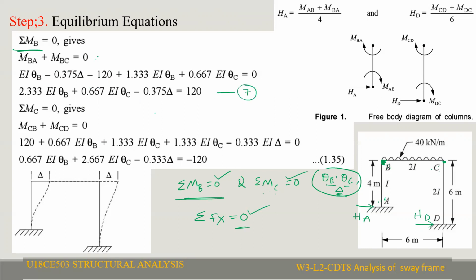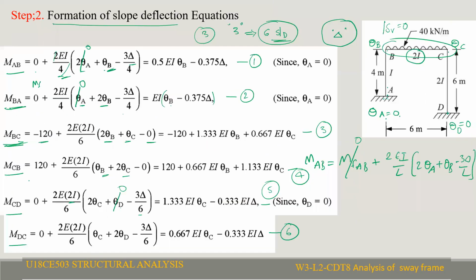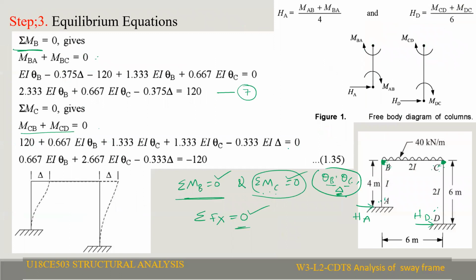Now we use another equation, that is the summation of moments at C equal to 0. At joint C, 2 members are meeting, that is the CB member as well as the CD member. That means MCB plus MCD equal to 0. We already calculated MCB and MCD. You add equations 4 and 5 and equate to 0, and you will get another equation. This is equation number 8.